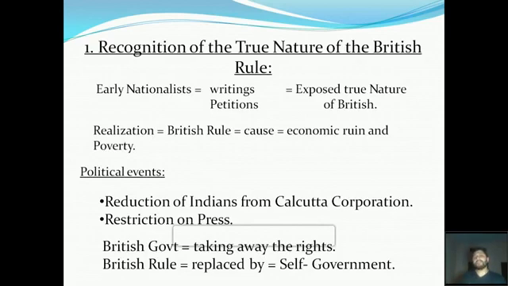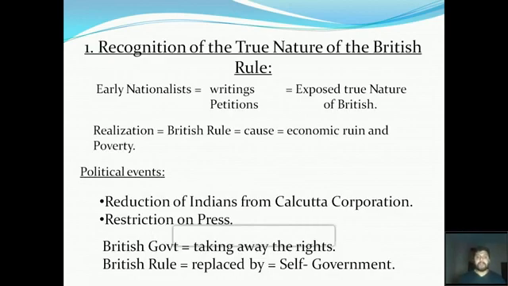In order to attain this self-government, one of their main ideologies was Swaraj, complete freedom, complete independence, Purna Swaraj. This was the main aim of the assertive nationalist leaders. Because they realized the real nature of the British rule, they were ready to fight against the British, and for that they were ready to follow any measures and methods.